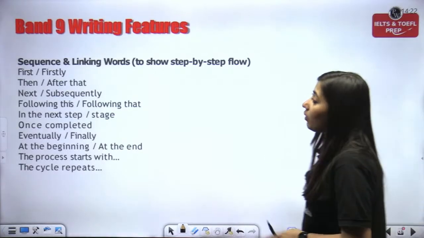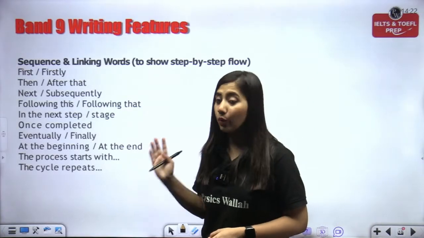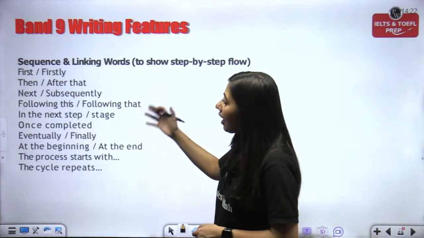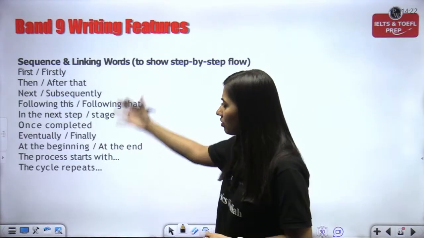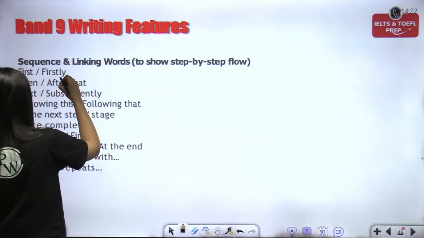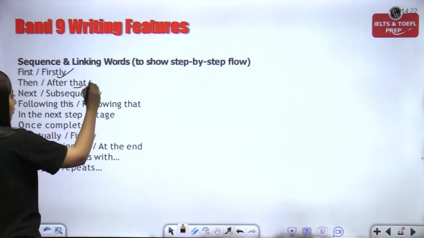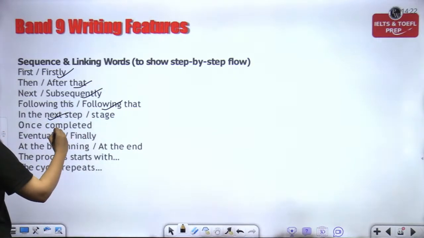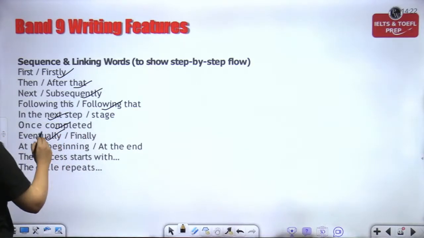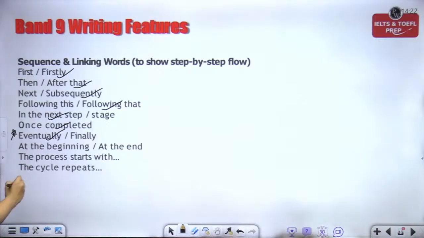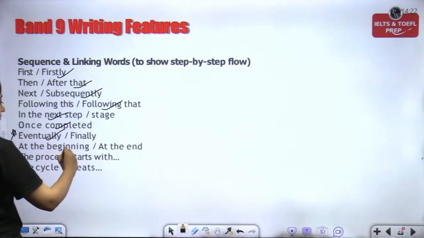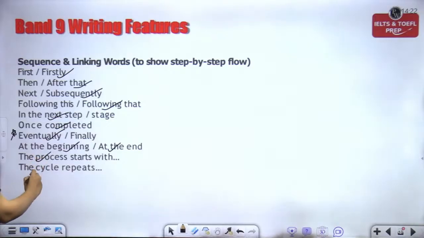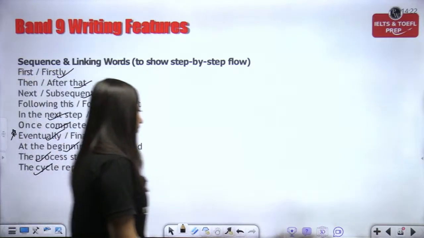Okay. Now let's talk about some linking word sequences. What are they? Firstly, then, after that, subsequently. These are really good words to use. Firstly, after that, subsequently, following that, the next step, once completed, eventually. Eventually is a very good word you can utilize all the time. At the beginning, at the end, ultimately also you can add here. The process starts with, the cycle repeats, like that.